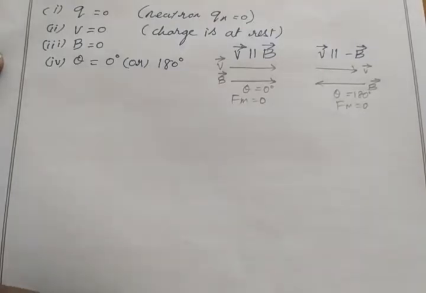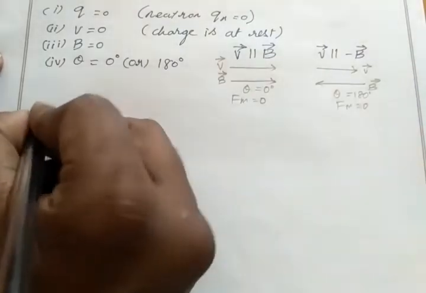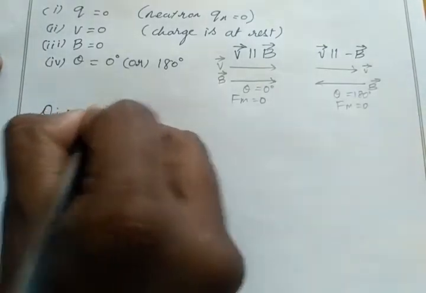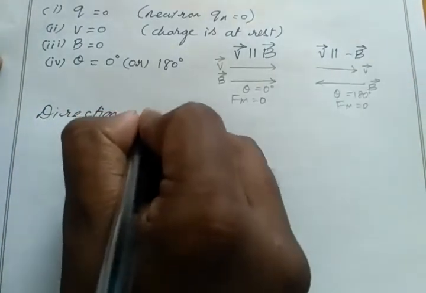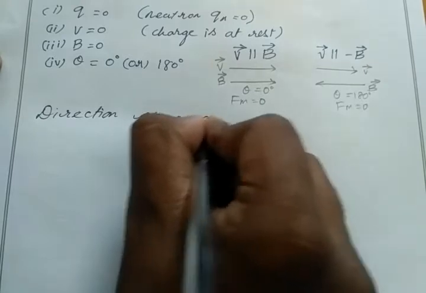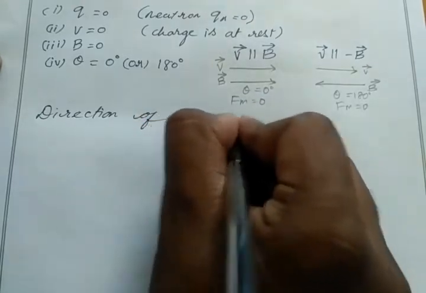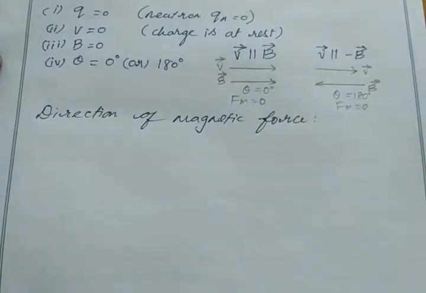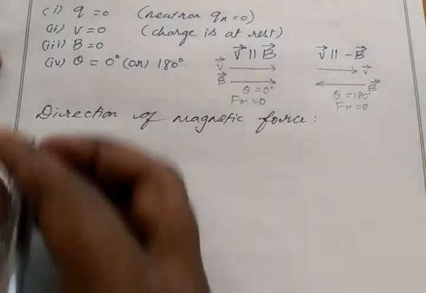So to find the direction of magnetic force, we use certain methods. Direction of magnetic force. We use various methods. First one is the screw rule.